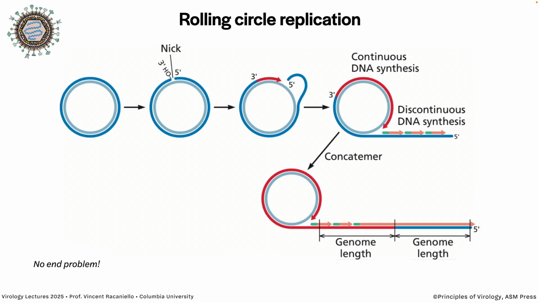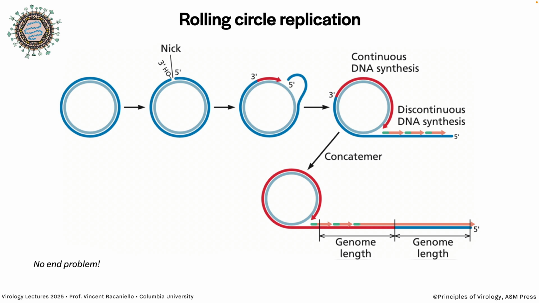And once it's a certain length, then you can have discontinuous DNA synthesis happening on the displaced strand. So continuous DNA synthesis around the circle, then discontinuous, these are primed with RNA, and then DNA is made, then the RNA is removed, and the gaps are filled in.